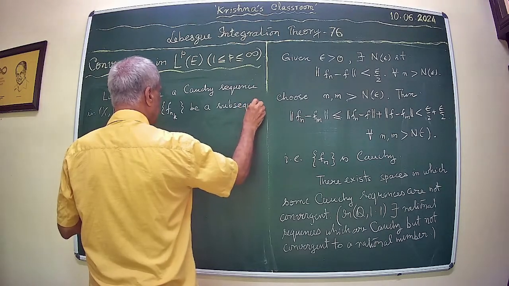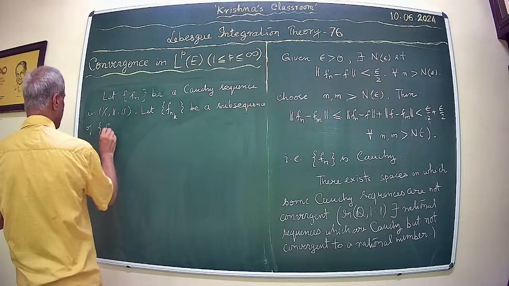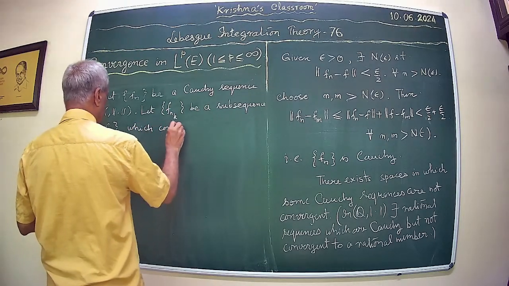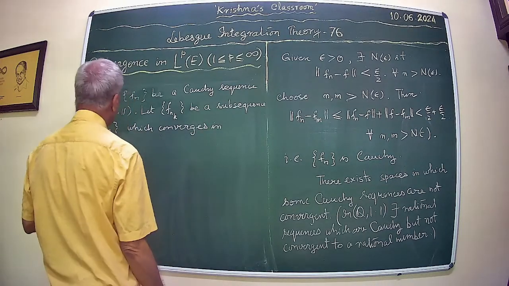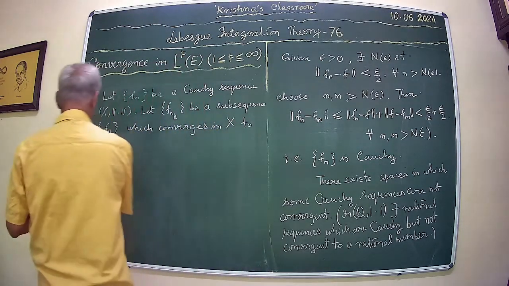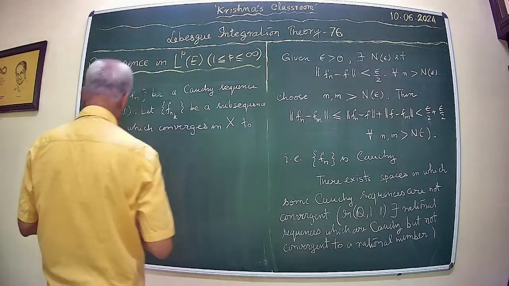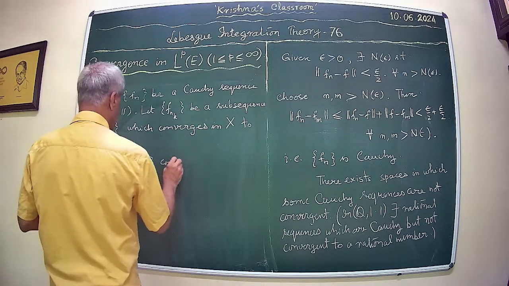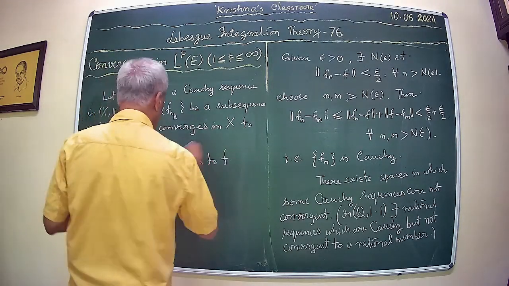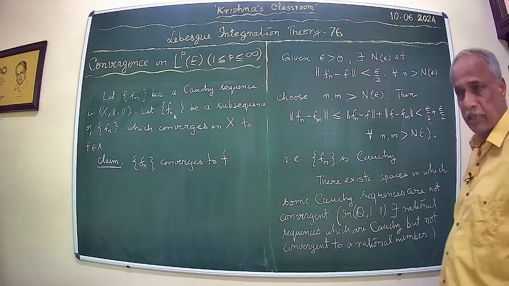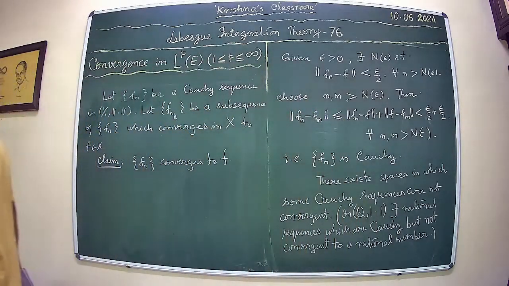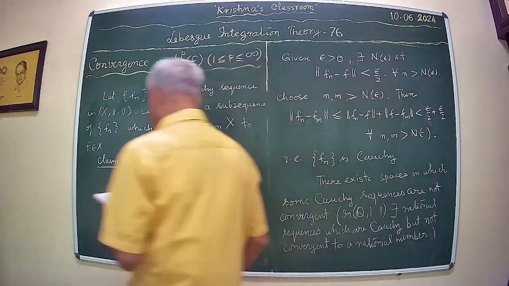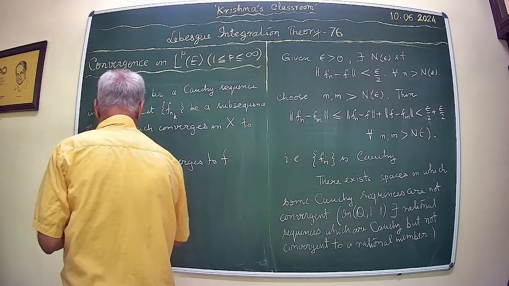subsequence of Fn which converges to F. And what we claim is that Fn converges to F, so that the existence of a subsequence which converges essentially guarantees that the sequence itself is a convergent sequence. So let epsilon positive be given.